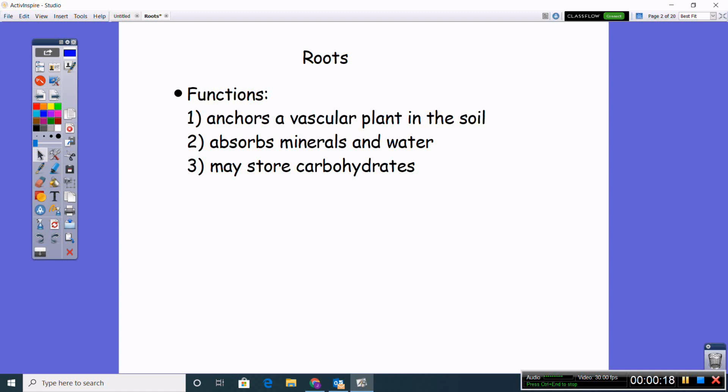So, roots do three things for the plant. They're going to help anchor a vascular plant into the soil, because remember, a non-vascular plant like a moss doesn't have true roots. Roots are there to absorb minerals and water from the soil. And then roots can also be for storage. We're going to talk about some storage roots today.